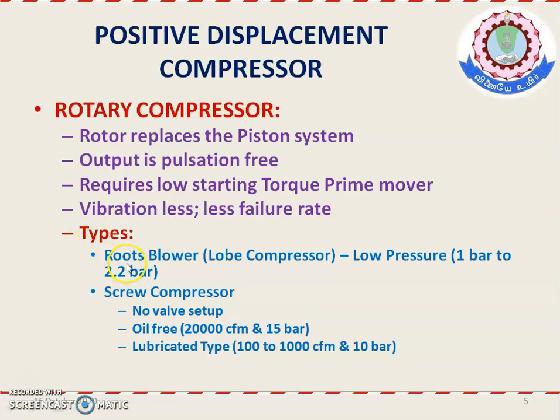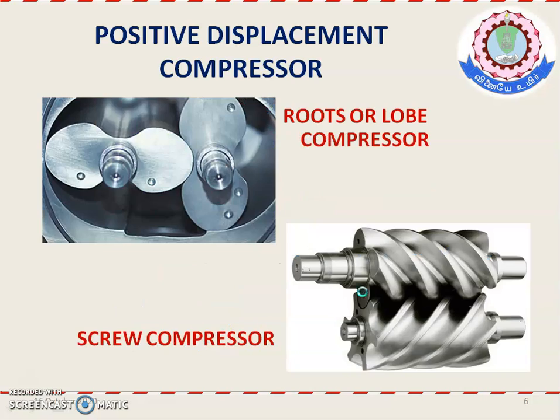Types are Roots blower, which is a low pressure one, and screw compressors, where no valve is required. Oil free and lubricated types can go up to this CFM, right? And these are the screw type or roots type compressors. And in this movement, we replace the piston movements, right?